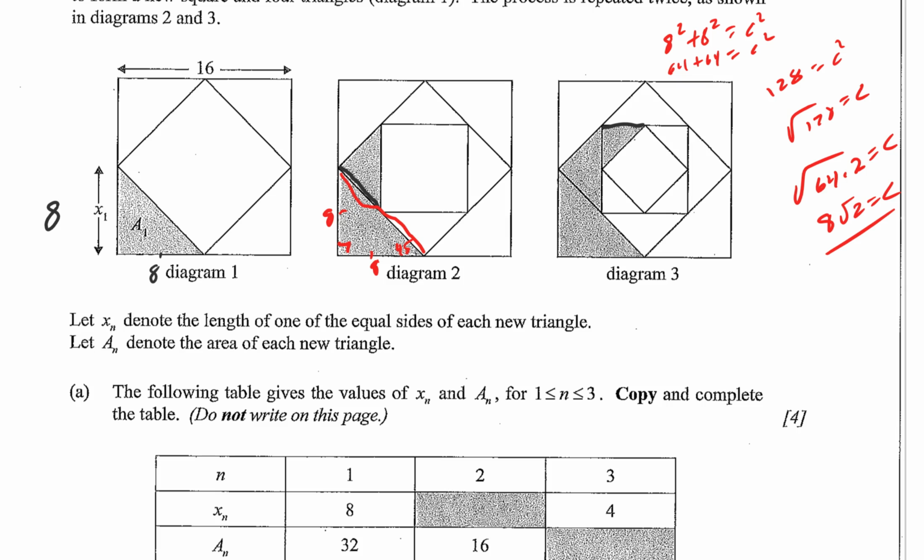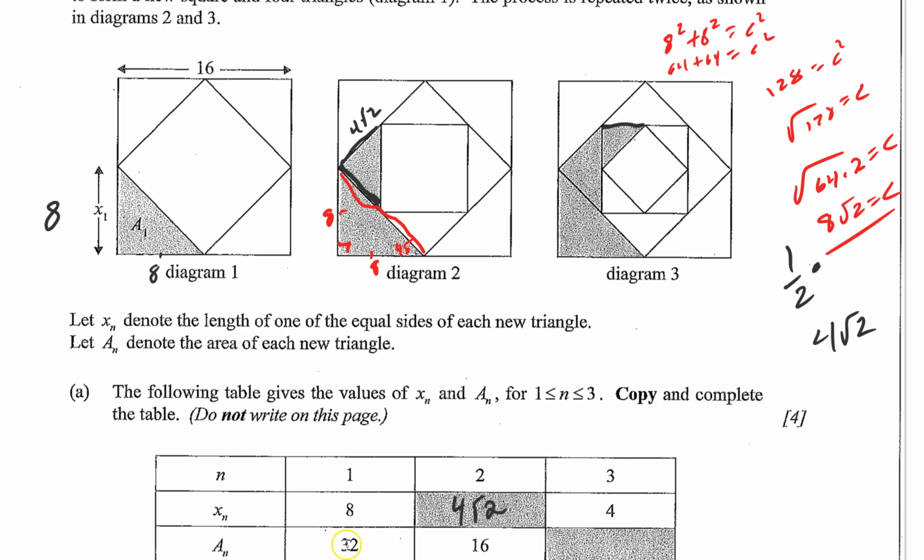But before we get ahead of ourselves, notice the side I want is not the whole length. It's only half of it. So it's 8 rad 2, and I have to divide that by 2. I'm going to get 4 rad 2. That's the length of the side right there, because it's half the hypotenuse. So you get that.